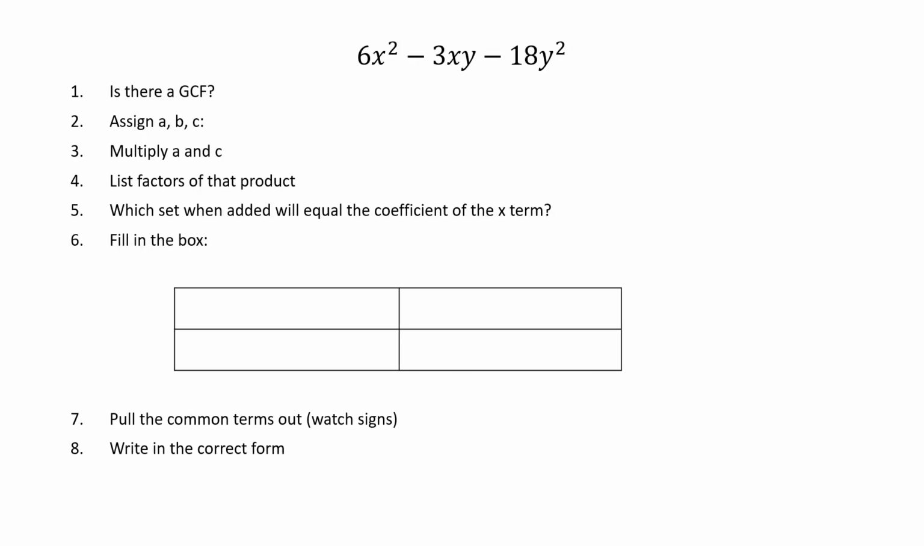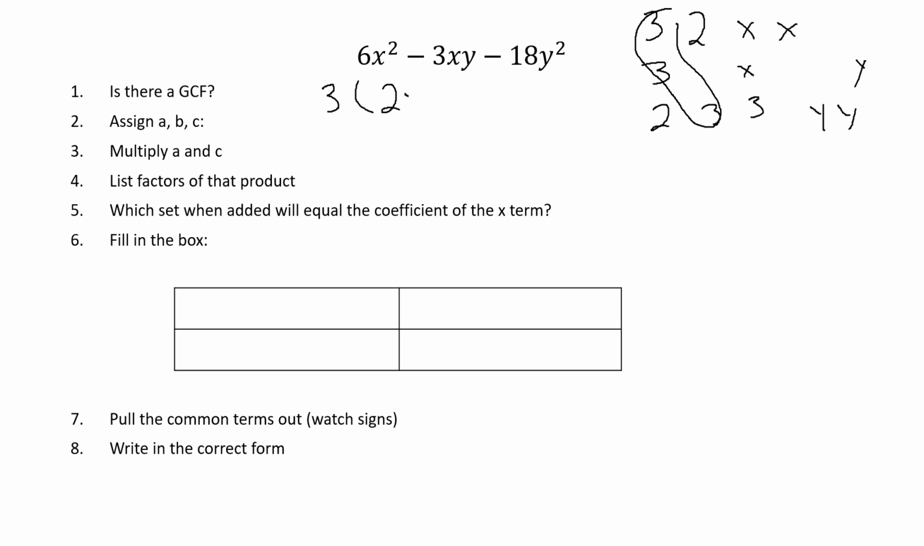The first thing we're going to do is see if there's a greatest common factor. So let's split this up for those of you who need to see it. 18 is 2 and 9. So we can see they have a 3 in common. So we're going to pull that 3 out. What's left is 2x squared minus xy minus 6y squared. All right, I'm going to circle that 3 so I don't lose it, and here's my a, b, and c.